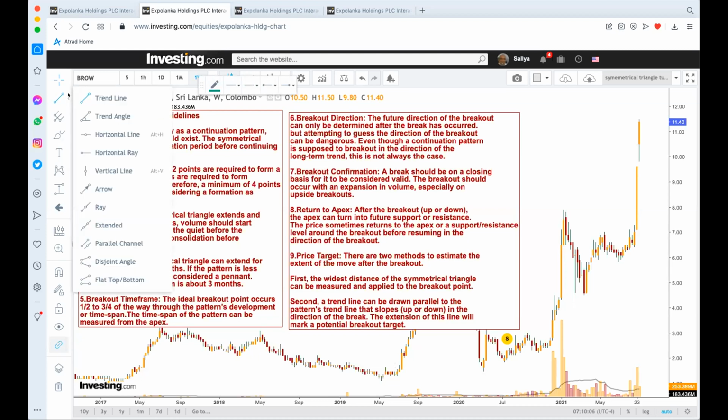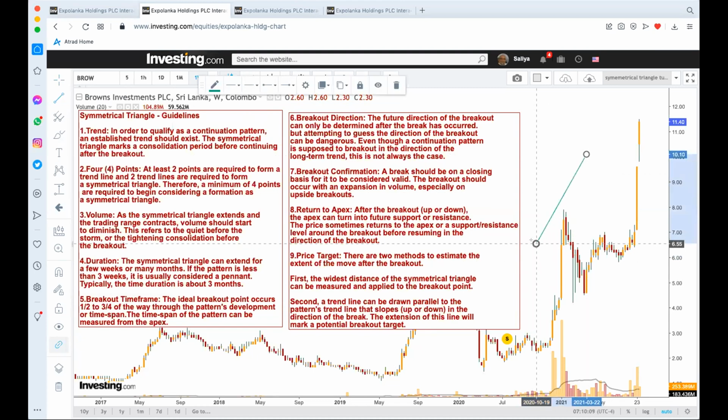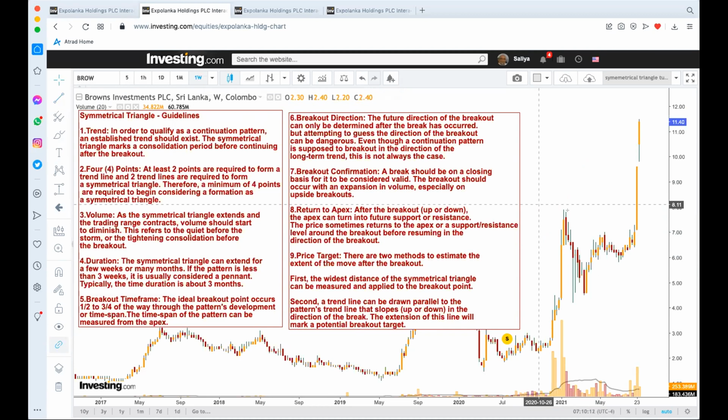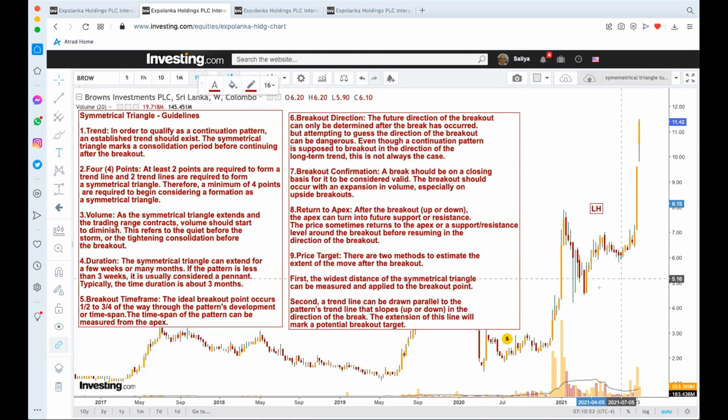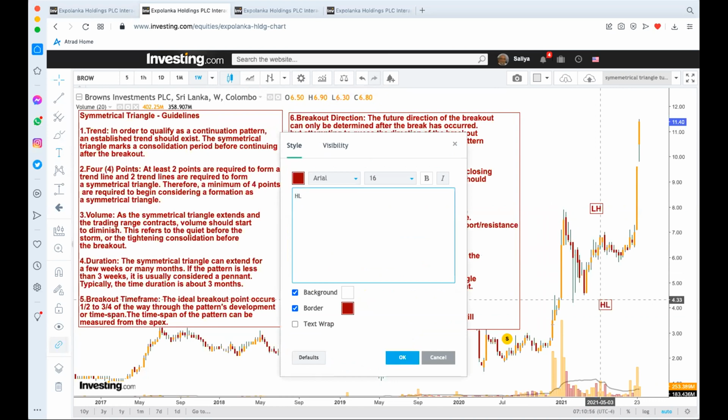First, we will be looking at the highs and the lows, right? The highs will be making lower highs, and the lows will be making higher lows. The highs are lowering, the lows are going up, increasing, right? So you have lower highs at the top and higher lows at the bottom.